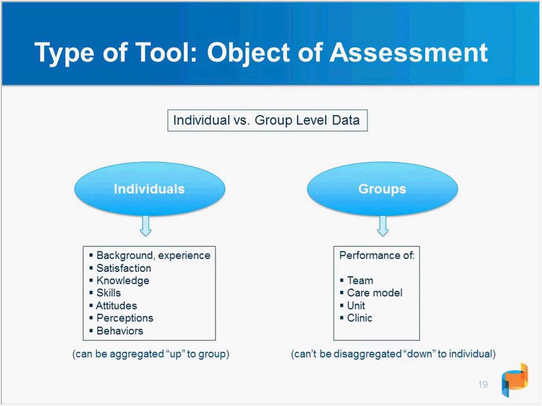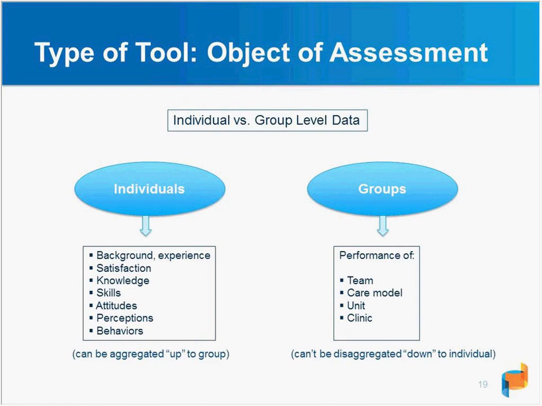The second important distinction among tools concerns who or what is the object of assessment. Is the instrument designed to collect data on individual people or on groups as a whole? For example, do you want to know about an individual's contribution to team performance, or do you want to know how the team as a whole performs? Instruments designed to collect individuals' knowledge, skills, attitudes, or behaviors provide scores for every participant. Individual data can be aggregated up to produce a group-level statistic, such as a mean.